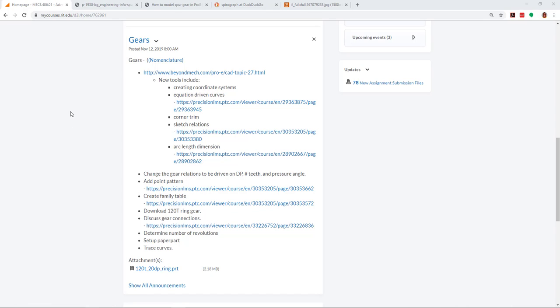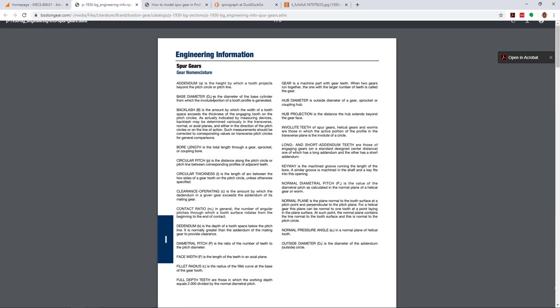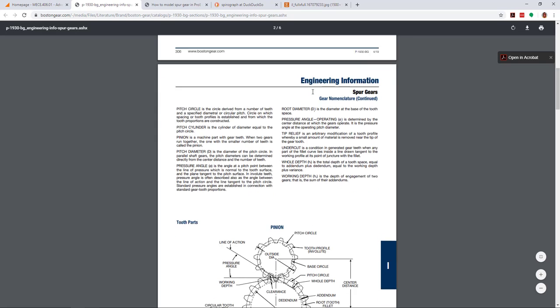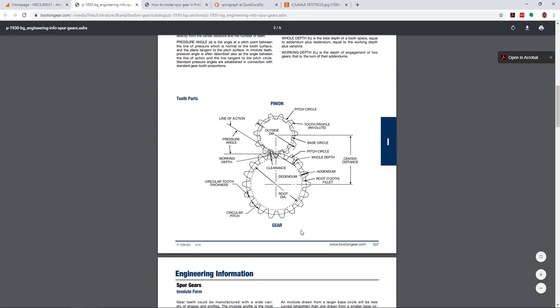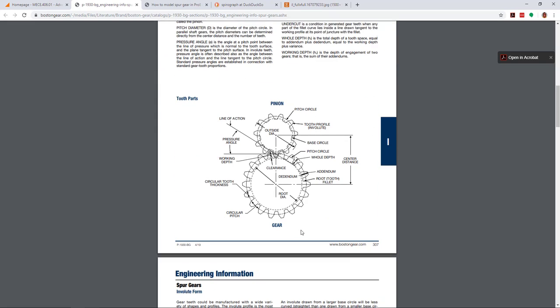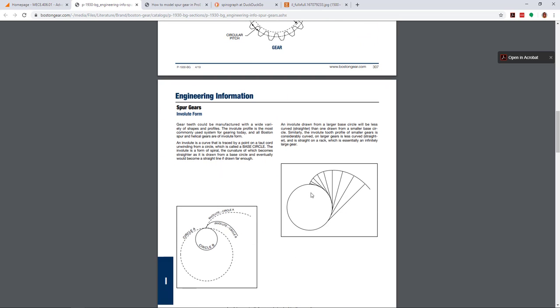We're going to make a gear, and that's going to help us get ready for creating a spirograph. I've provided 2 links for creating the gears. One shows us some of the information about spur gears, and we've got some great pictures here. This comes from Boston Gear Engineering, and we've got center to center distance. We'll definitely be working with a pitch circle, and a lot of different nomenclatures provided here.